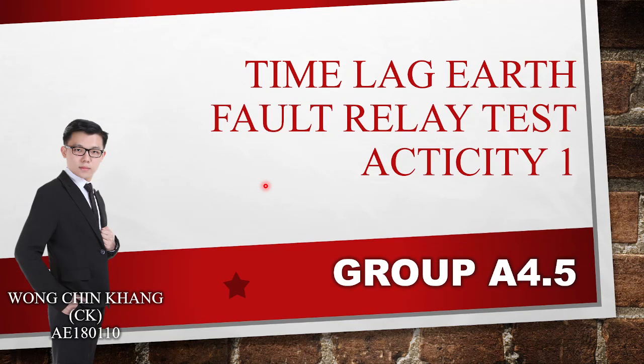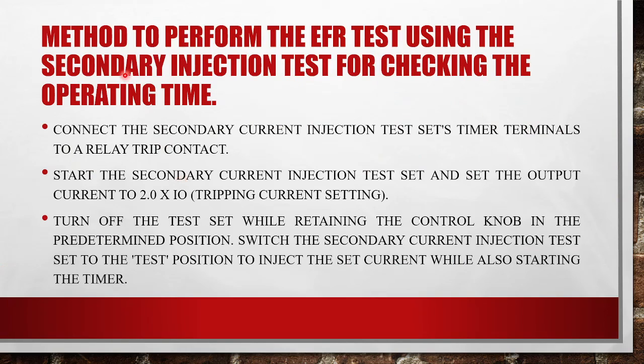Thank you for the presentation of my friend, and now I will continue the presentation on the method to perform the EFR test using the secondary injection test for checking the operating time. First, connect the secondary current injection test set timer terminal to a relay trip contact. After that, start the test set and set the output current to 2 times I0, which is the tripping current setting. And we turn off the test set while retaining the control knob in the predetermined position.